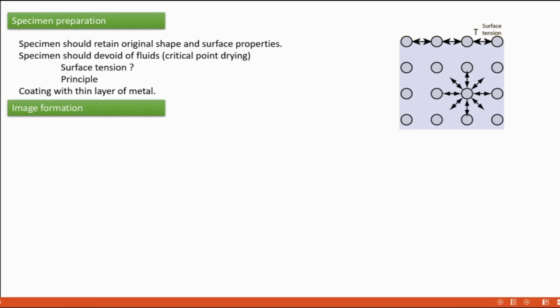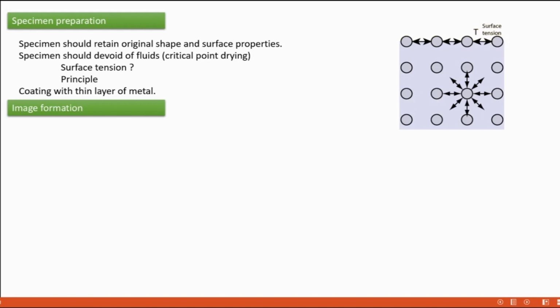At that critical temperature and pressure, its vapor density and liquid density are equal. At that point, there exists no surface tension. And at that particular temperature and pressure, if we take off all the water, it will not alter the surface properties of that specimen. So, through critical point drying, we can extract all the fluid present in the specimen.